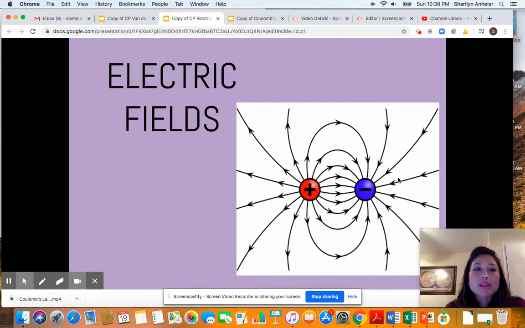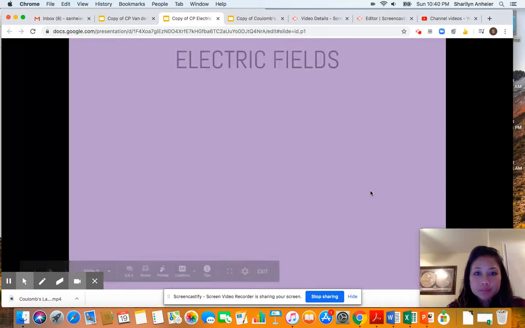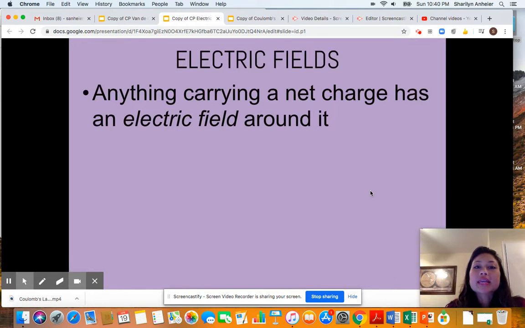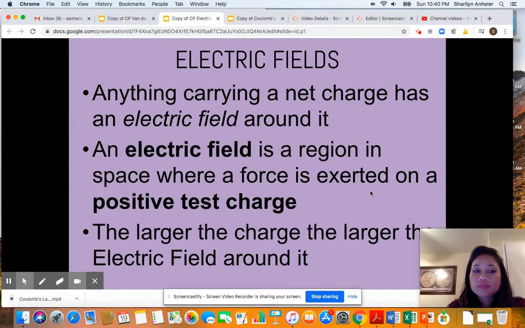I'm going to give you a little lesson on electric fields. This is what electric fields look like. Electric fields are the arrows that are going from positive to negative charge. And anything carrying a net charge will have an electric field around it. The electric field is a region in space where a force is exerted on a positive test charge, and the larger the charge, the larger the electric field around it.